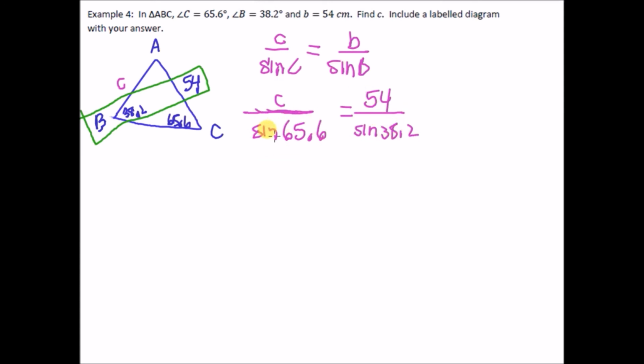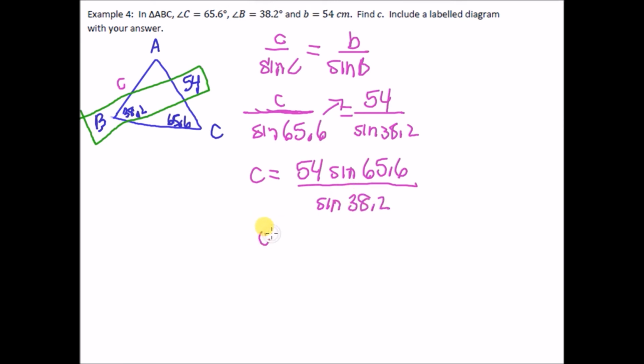Okay, again with this, don't actually solve this yet. Cross multiply. This is such proper form: 54 sine 65.6. And if you leave all of this in this form, you will not have to round and you will not have to write down all those decimals. So your answer is going to be more accurate. Okay, so that's divided by sine 38.2. So I get 54 times sine 65.6 divided by sine 38.2.